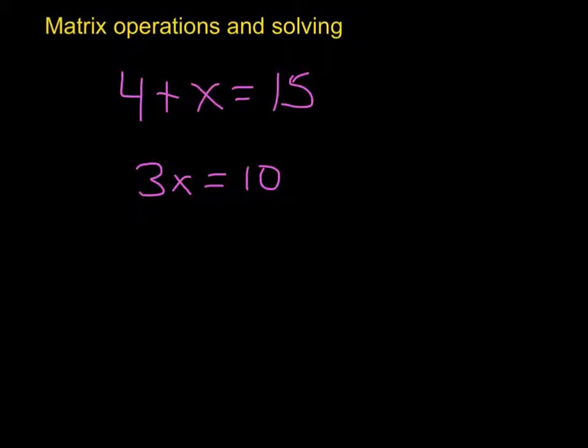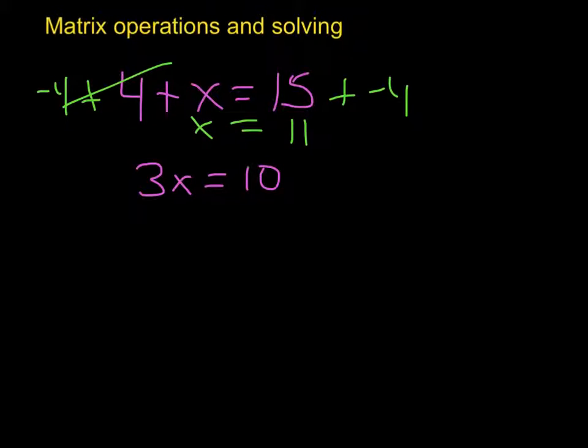But just like if we have 4 plus x, I can add negative 4 to that, right? And I can add negative 4 to both sides, right? And that would help me solve for x. These would go away, and then x would equal 11, right? 15 minus 4, 15 plus negative 4. Instead of subtraction with matrices, I like to think of it more as adding the negative instead of subtracting.